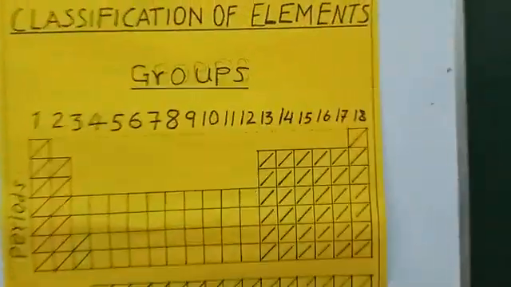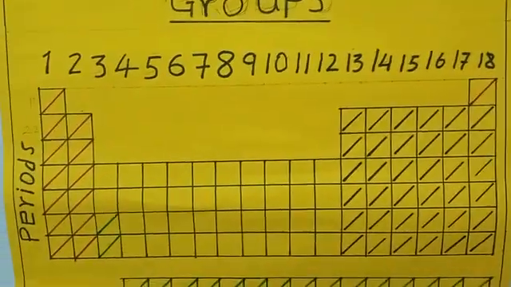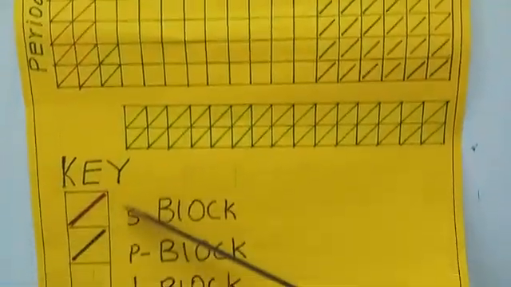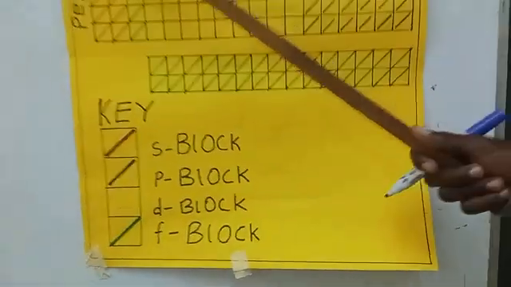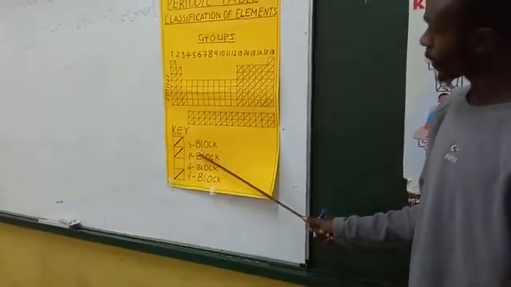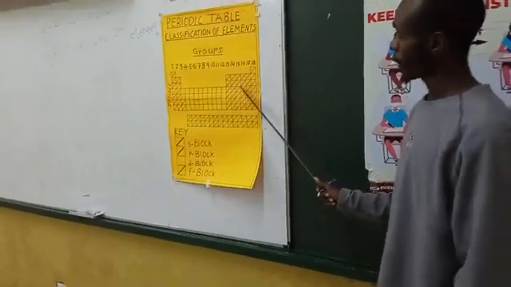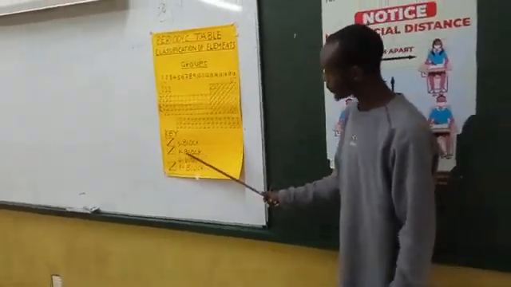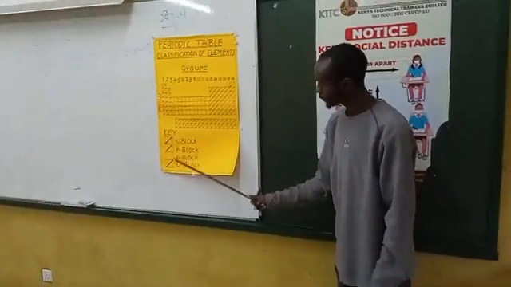As we can see in our key, we have the S block elements shaded in red, the P block elements shaded in black, then the D block in the unshaded region, then the F block elements shaded in green.